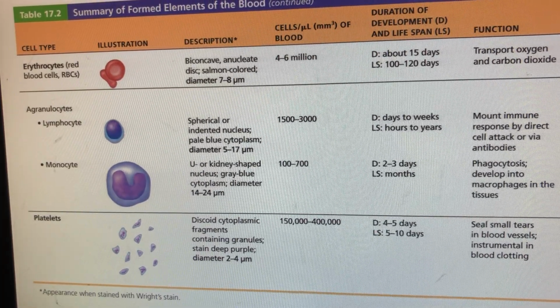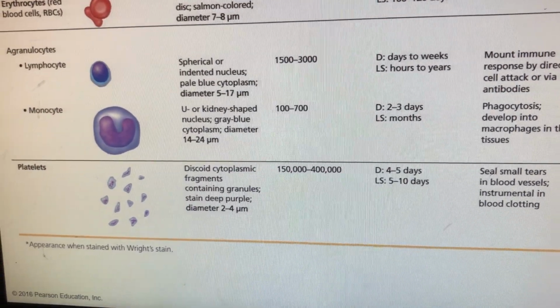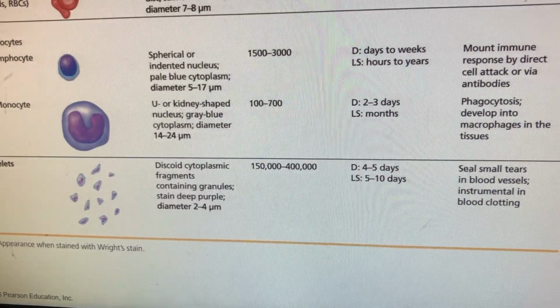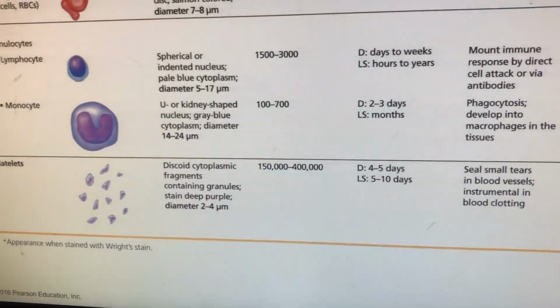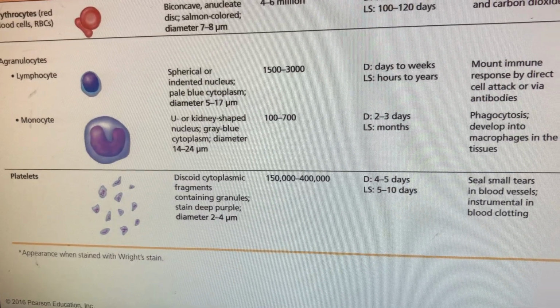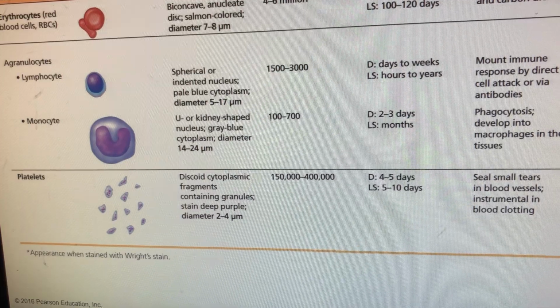At the bottom here are the platelets, and they just kind of show them as cells that have burst apart, and their function is to find small tears, because remember it's floating all around your body, and it's going to be instrumental in blood clotting. So if you just want to remember blood clotting and platelets, that's probably a good way to think about it simply.